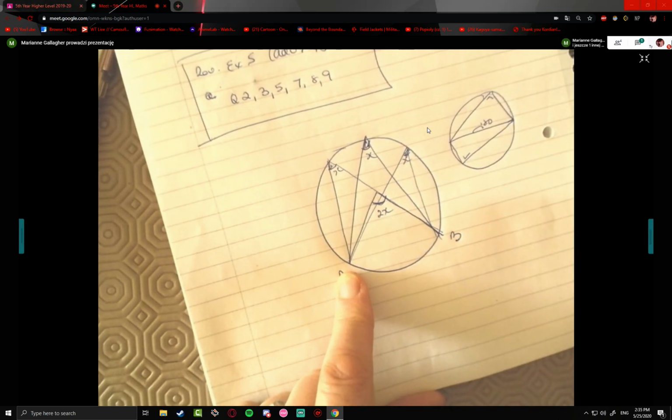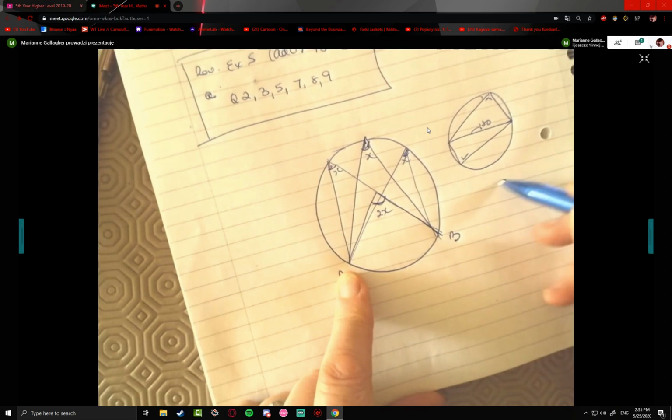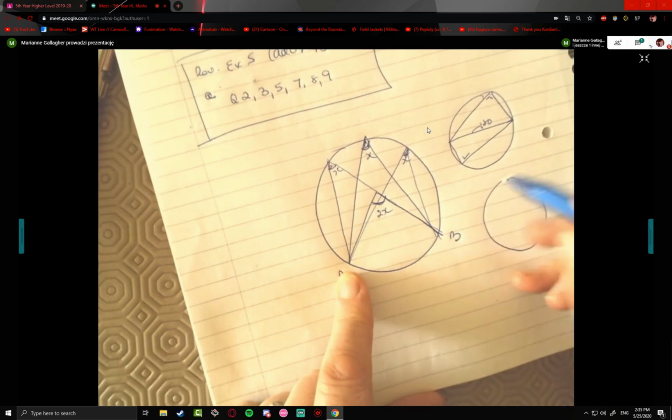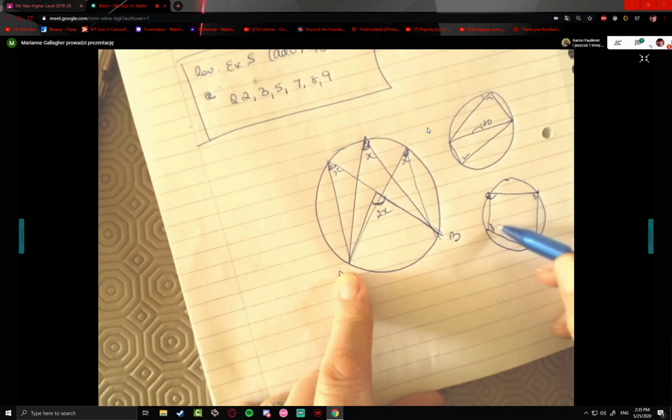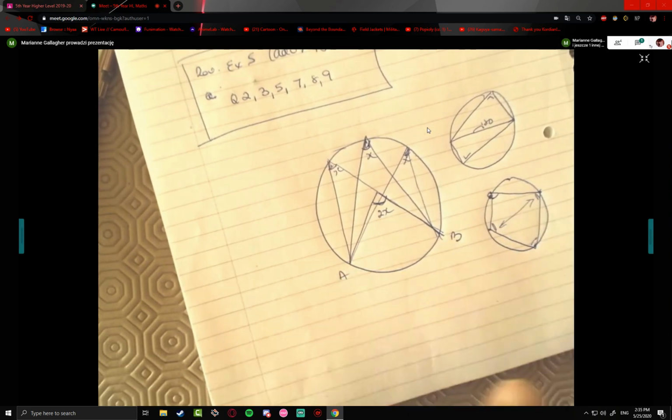And then the other one that comes from that, if you have a quadrilateral with all four vertices on the circle, so if you have four points on the circle and you join them up to make a quadrilateral, then this plus this equals 180, and this plus this equals 180. So the opposite angles add up to 180.